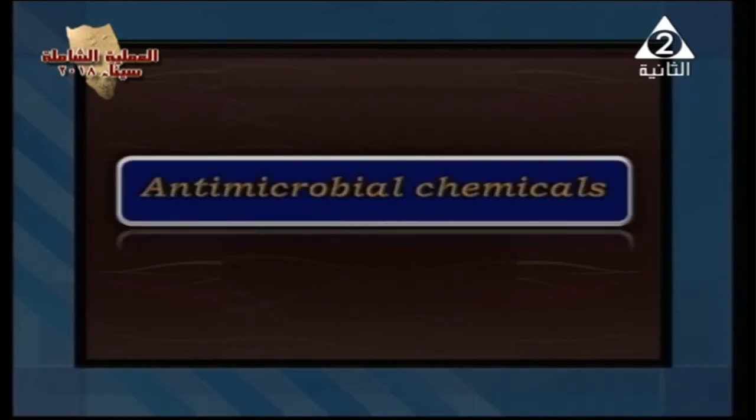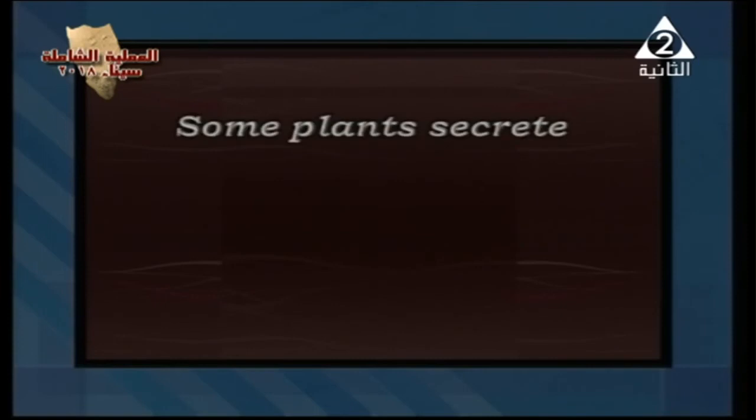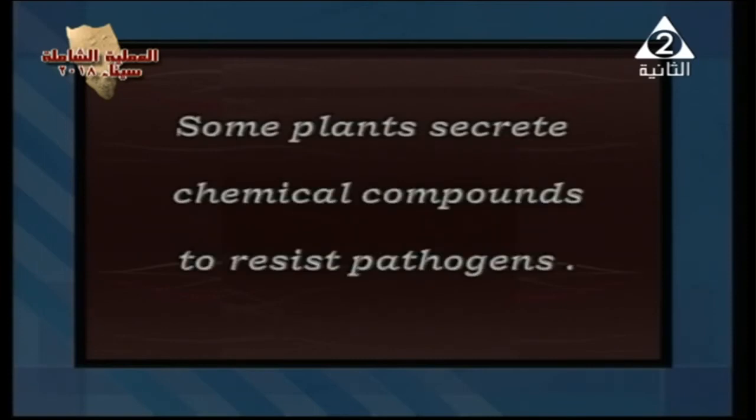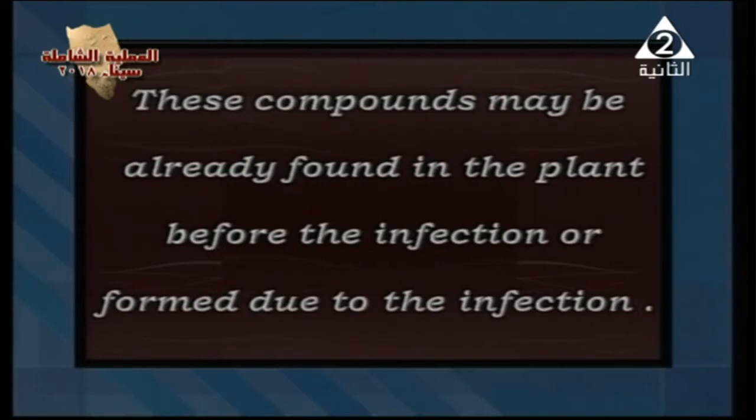After that, we have the antimicrobial chemicals. So we have two main steps in the biochemical defenses. Number one, the receptors that increase after infection. Number two, the antimicrobial chemicals. Some plants secrete chemical compounds to fight and resist the pathogen. These compounds may already be found in the plant before the infection, or sometimes they are formed due to the infection. It doesn't necessarily mean the compounds already exist in the plant before the infection; sometimes they are absent and appear after the infection of the plant.